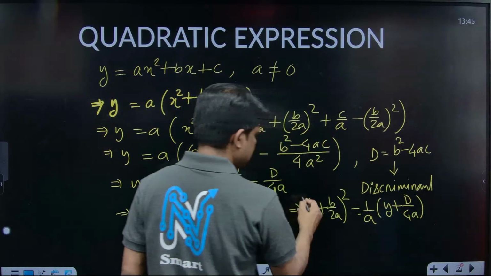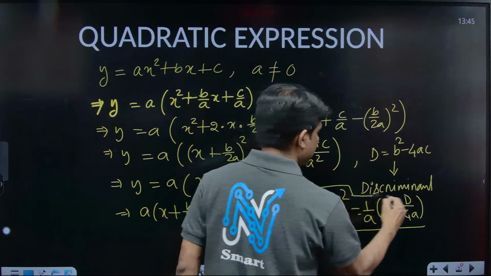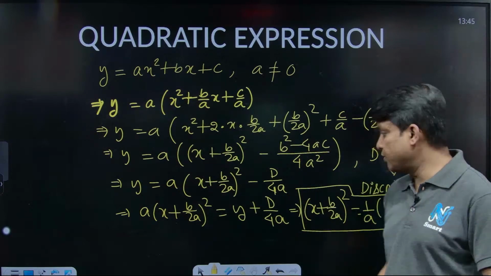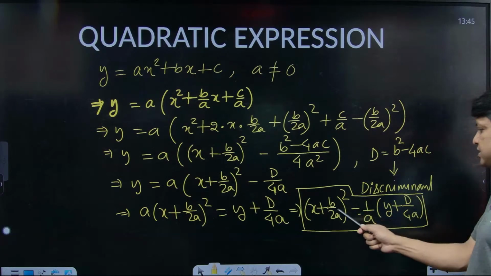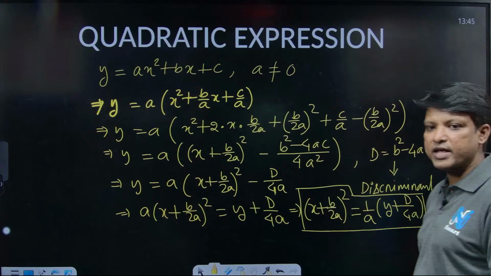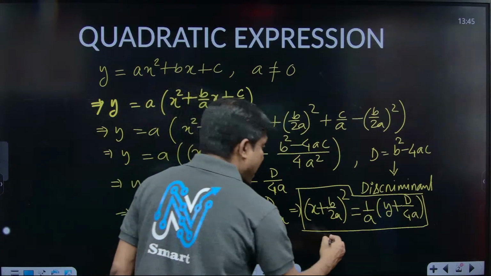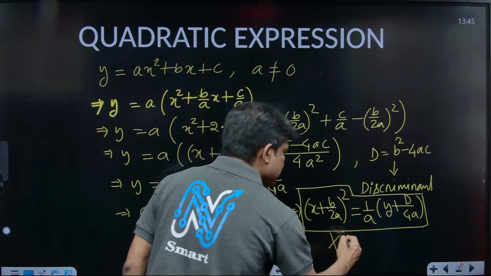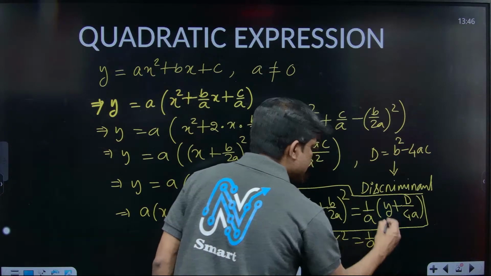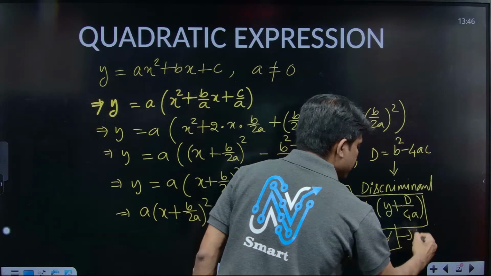Now this is the standard form of a geometrical equation. I think everyone should know x square equal to constant into y form. So what is the name of this geometrical expression? This is parabolic form, x square equal to constant 1 by a into y. What is the name of this graph? This is a parabola.